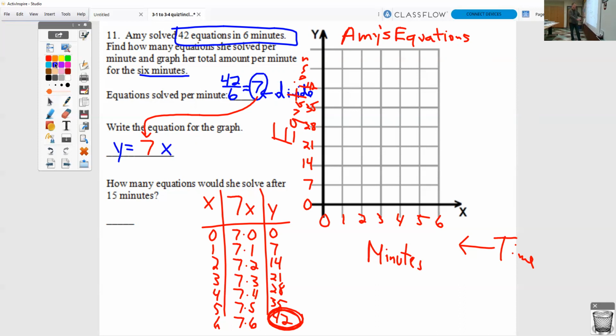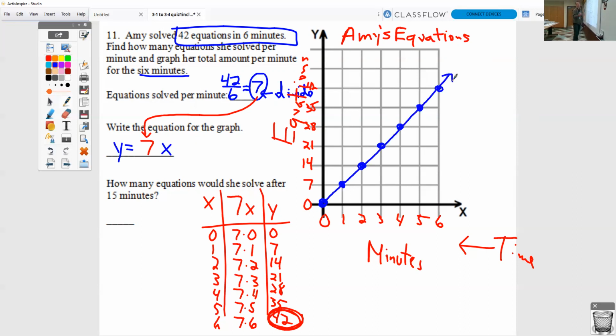When we go to graph, you want to graph the numbers from your table. 0, 0. In 0 minutes, she solves 0 equations. In 1 minute, she solves 7 equations. 2 minutes, she solves 14. 3 minutes, she solves 21. 4, she solves 28. 5 is 35. And 6 is 42. Connect your dots.